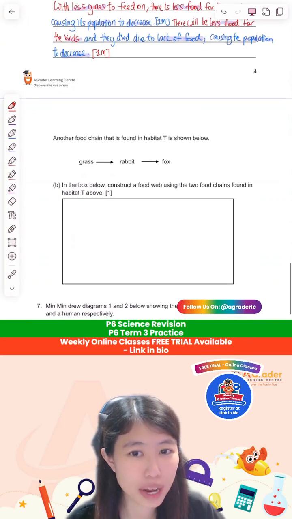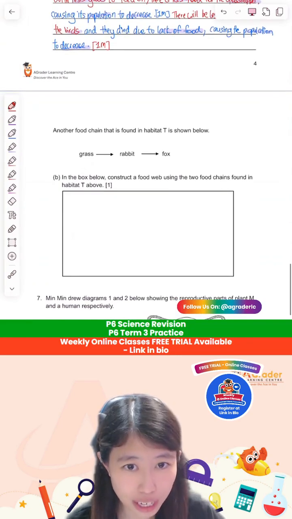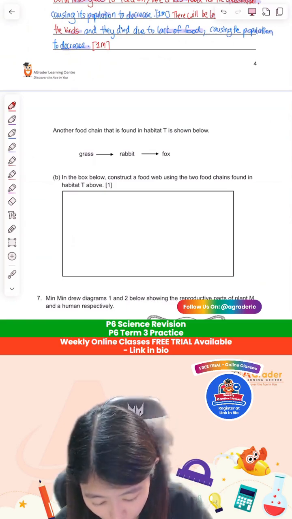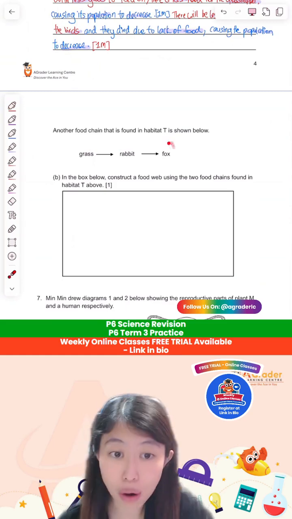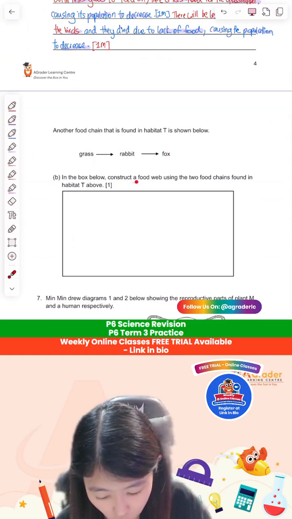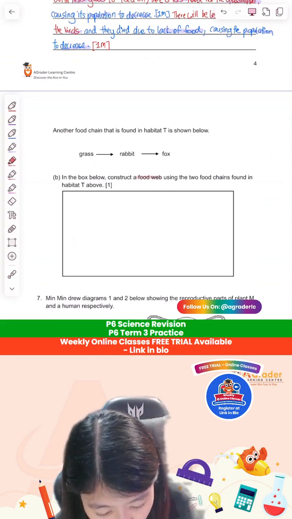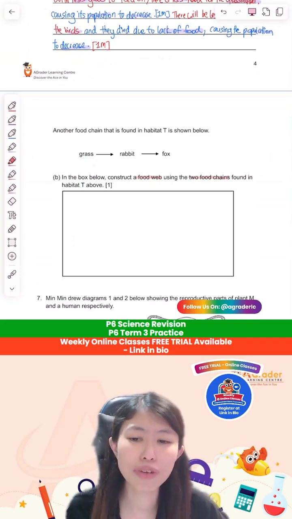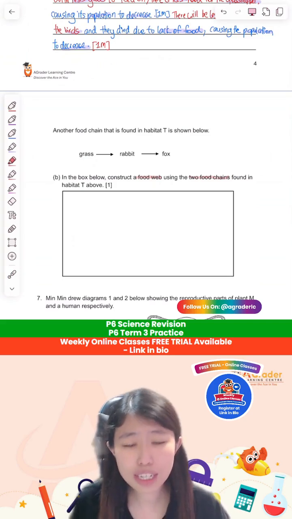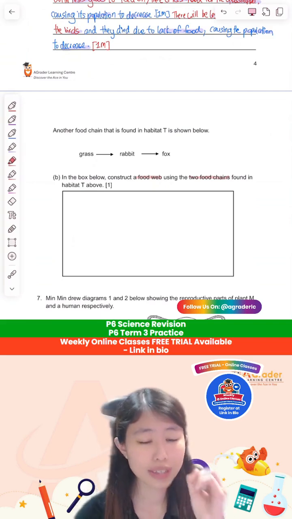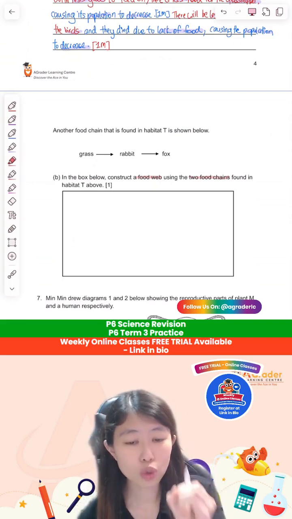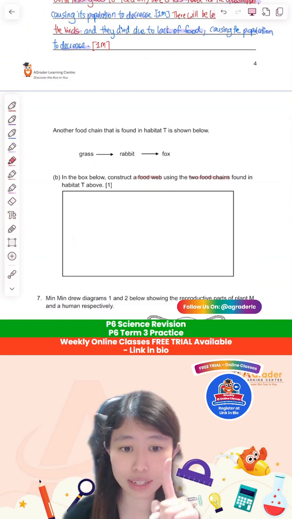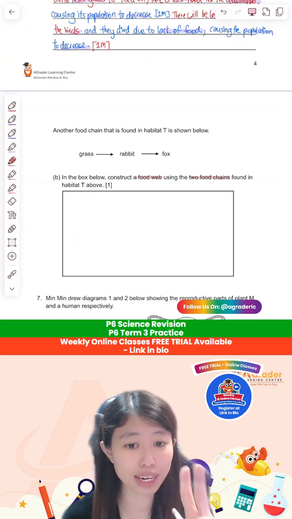For this one, they said that another food chain is found in habitat T as shown below, which has the grass, the rabbit, and the fox. In the box below, construct a food web using the 2 food chains found in habitat T above. This one is very hard to ask you questions about. You just have to make sure that in a food web, you can only have one of the same name. Do not write the same organism twice.